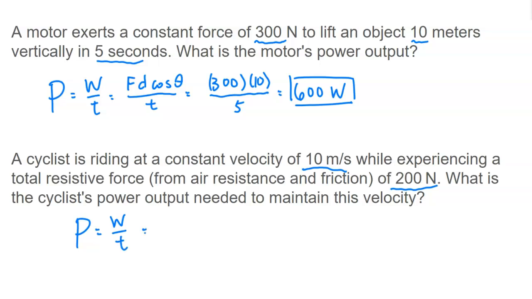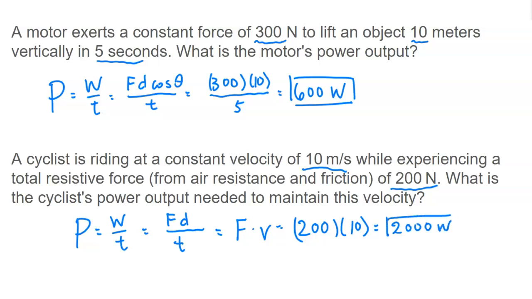Power is work divided by the time, and work is force times displacement cosine theta. I'm going to assume that the force and displacement are in the same direction, divided by the time. Now we know from kinematics that displacement divided by the time is velocity, so we can rewrite this as force times the velocity. We know the force, 200. We know the velocity is 10, so the power is going to be 2,000 watts.